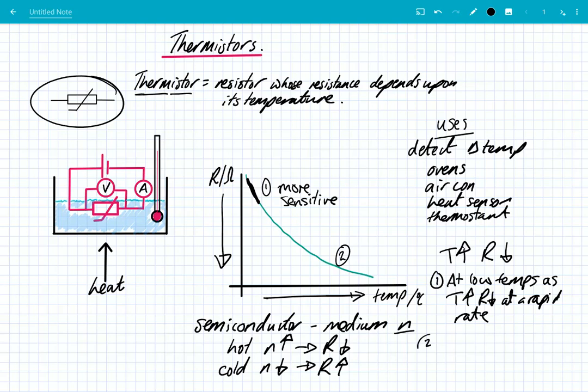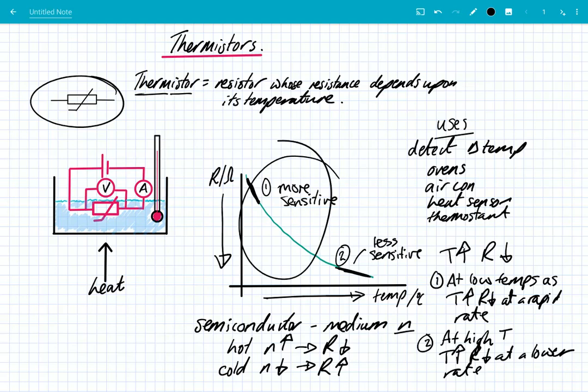And secondly, if we look at high temperatures, when the temperature increases, the resistance decreases at a lower rate. And that's shown by the gradient being a lot more shallow. It's nowhere near as steep. So the same change in temperature is going to have a smaller effect upon the resistance of our thermistor. We say that the thermistor here is less sensitive. So really, when you're using thermistors, you want to be using them at the lower end of their temperature range that they're designed to be used for.